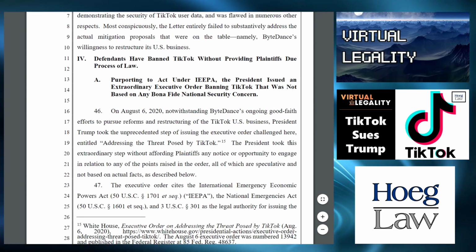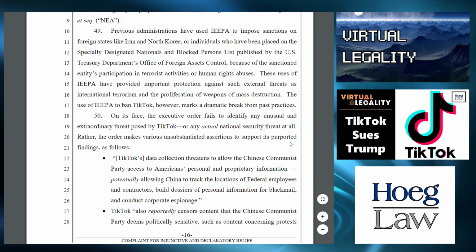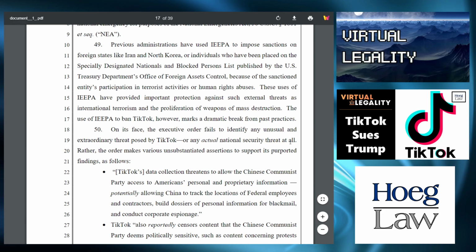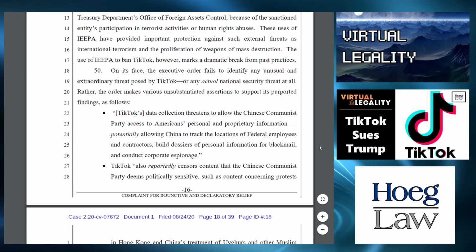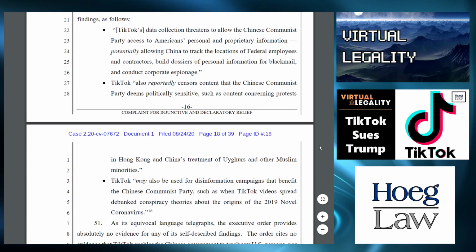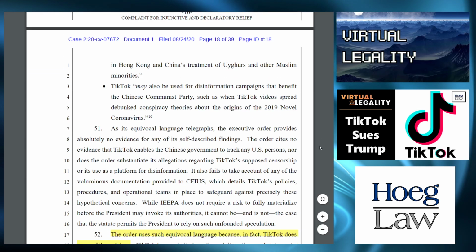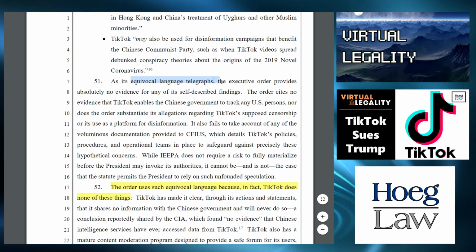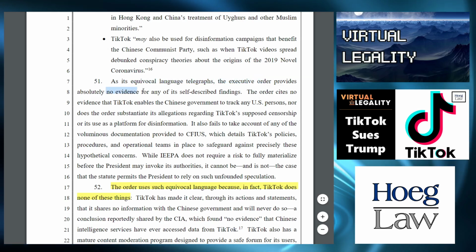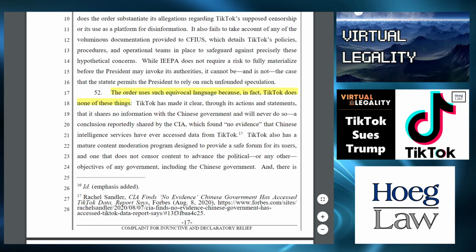Then you get into their arguments about being banned without due process of law, just kind of a little backing here. They mostly say that IEEPA has been used for things that are really, really bad, weapons manufacture and things along those lines, and that the executive order itself doesn't actually identify problems with TikTok, only says that they might happen, and that's a problem because it's equivocal language. The executive order provides absolutely no evidence for any of its self-described findings. It's not really what executive orders do. So yeah, take it up with Congress for giving the executive this authority.